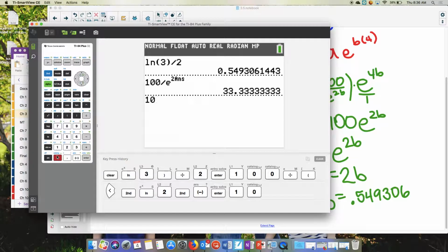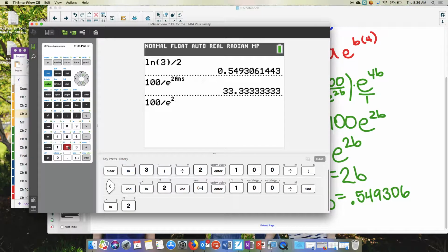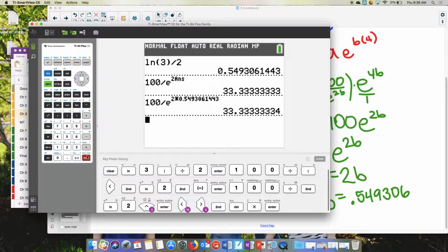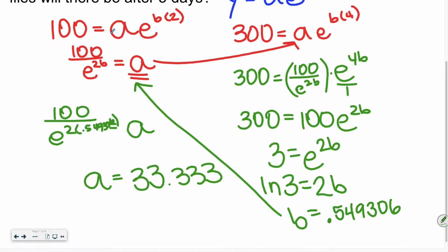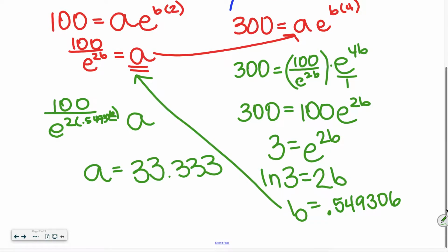Or you could say 100 divided by e to the 2. Those of you with 84s can arrow up, highlight it, and bring it up that way. Isn't that cool? Just so you don't have to work harder with your calculator. All right. So A is 33.333. Have we answered the question?